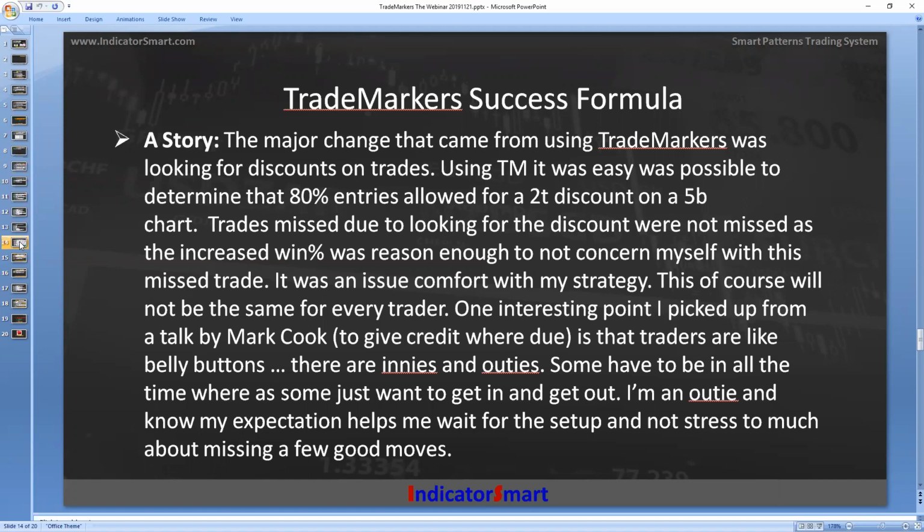Why? Well, partially it's because I'm running a trading room, and it's hard for me to trade and be helping other traders at the same time. So I set my ATMs, and I enter the trades, and they run themselves through to completion. I don't mess with it. But if you're there and you can give the focus to it, you could be an innie and stay in trades a little longer. Some have to be in all the time, where someone just wants to get in and out. So I'm an outie. That's a funny expression. And I know my expectation helps me wait for the setup and not stress too much about missing a few good moves.